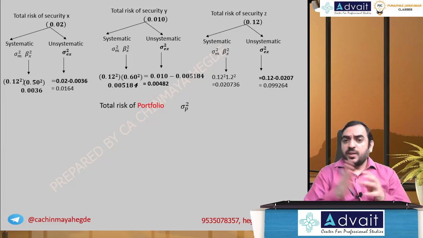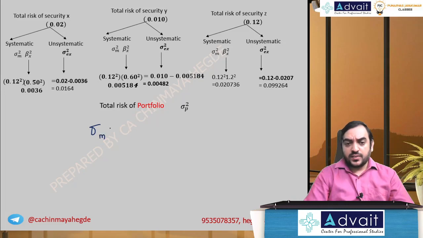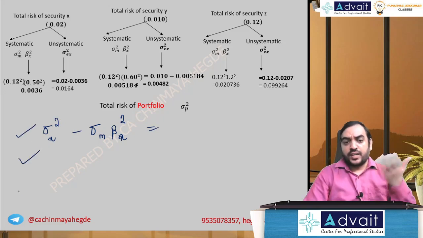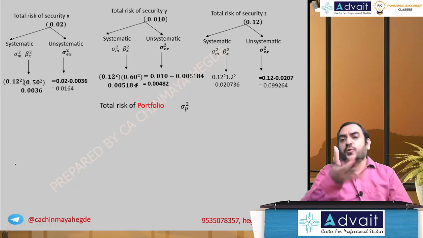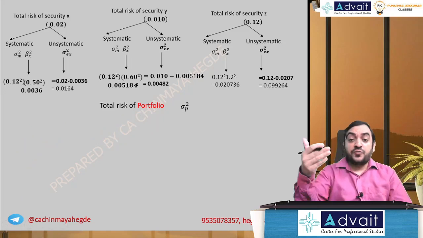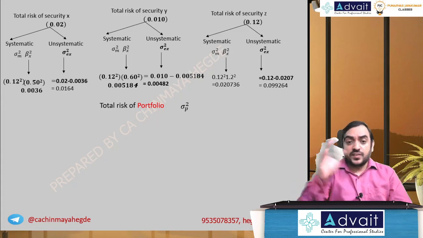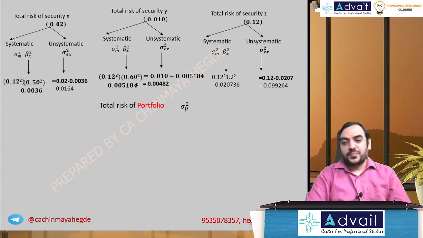Once you're comfortable, in the exam you don't have to follow this chart. You can write it in 3 lines also. Very simple: market variance into beta of security X squared, and the total variance of security X minus this will give you the unsystematic variance for security X. Similarly for Y and Z. So you don't have to write the chart like this in the exam. You can write it in one line only. But till you get that confidence, till you do that practice, you follow the chart approach.